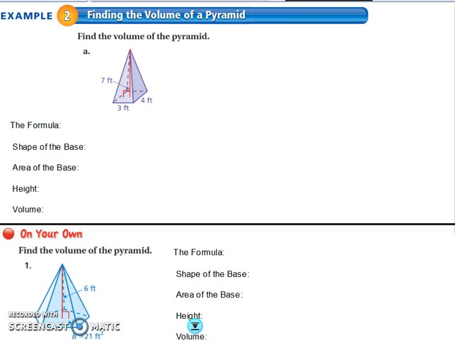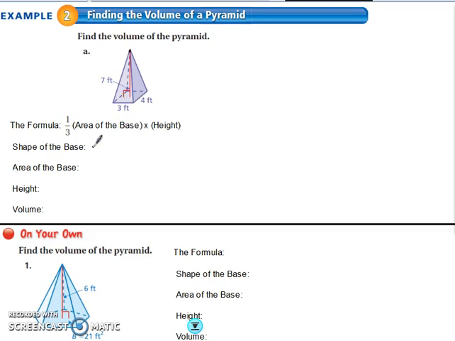Example 2. Find the volume of the pyramid. Our formula, since our figure has a base where all the sides come up to a single point, this shape is a pyramid, which tells us our formula is 1/3 times the area of the base times the height.